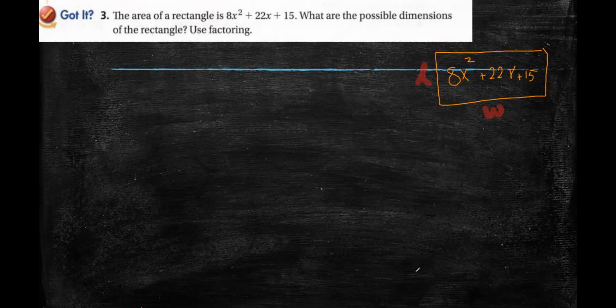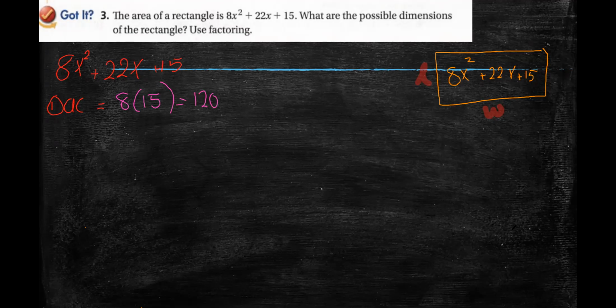The first step, I look at this trinomial and see that we have an a, so I write it as 8x squared plus 22x plus 15. The first step, as I told you, is to find AC. I have to multiply 8 times 15, and the answer is 120.